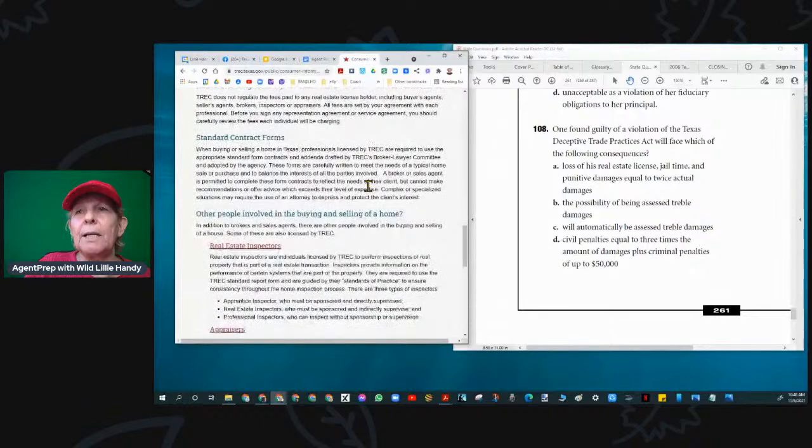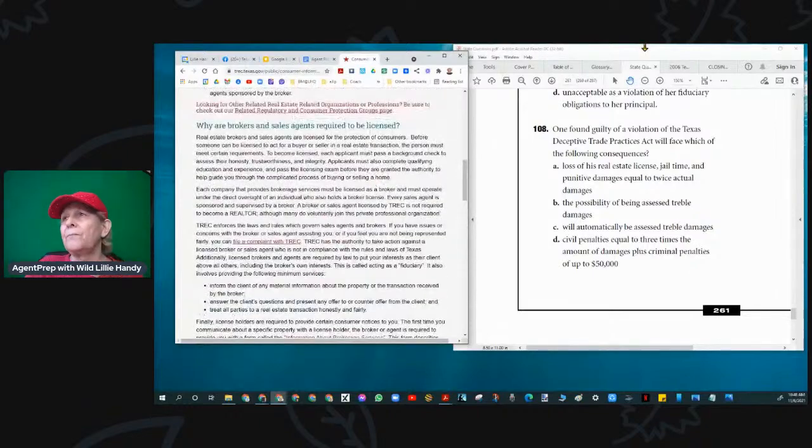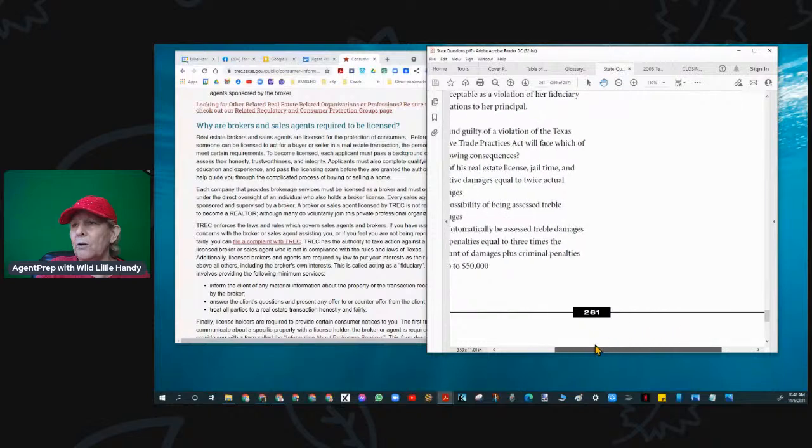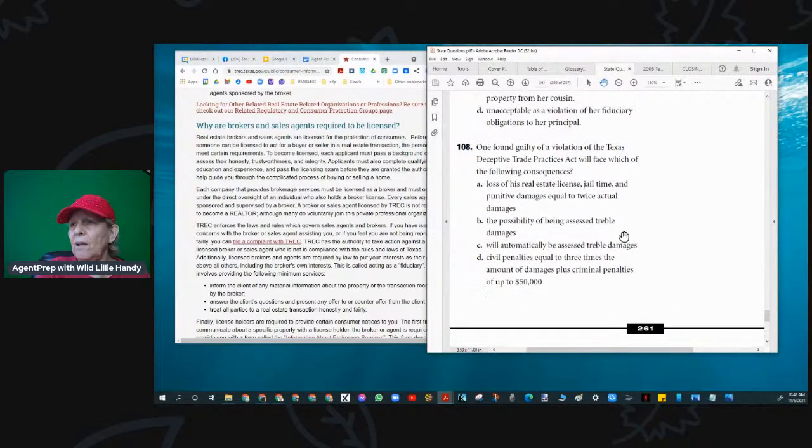But you can get treble charges. So you can be charged jail time, punitive damages, and up to $5,000. Okay. So the answer was 108B. Sorry that I don't have the detail of what the current amount is, but it's not $50,000. Okay.